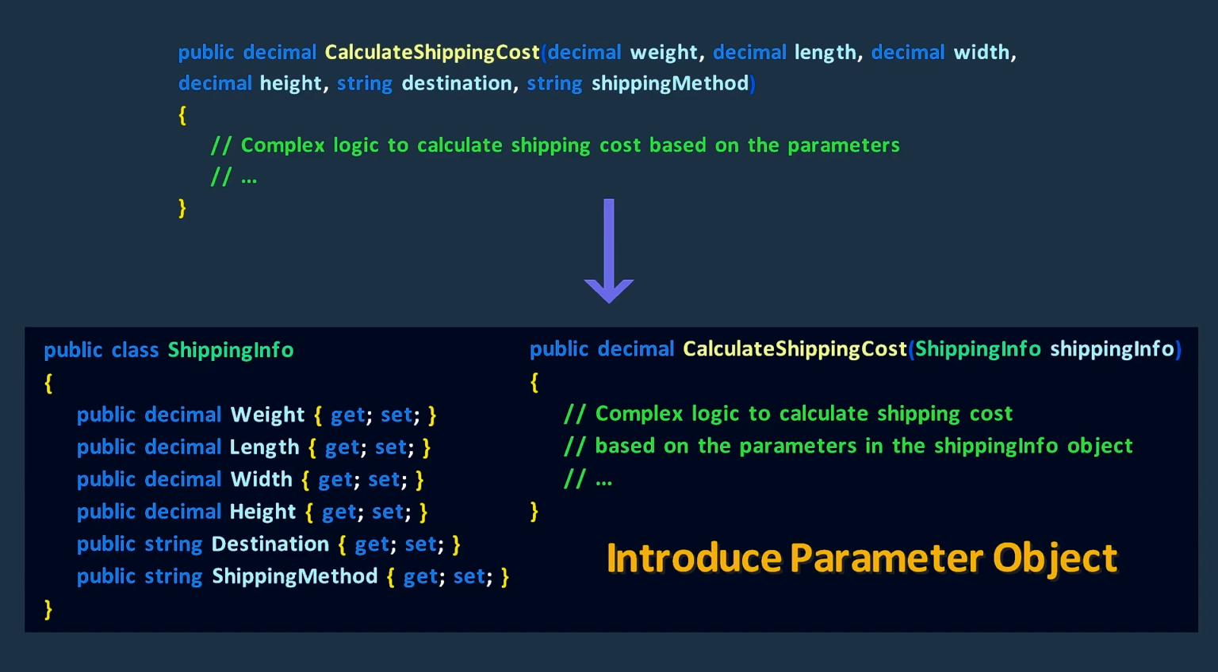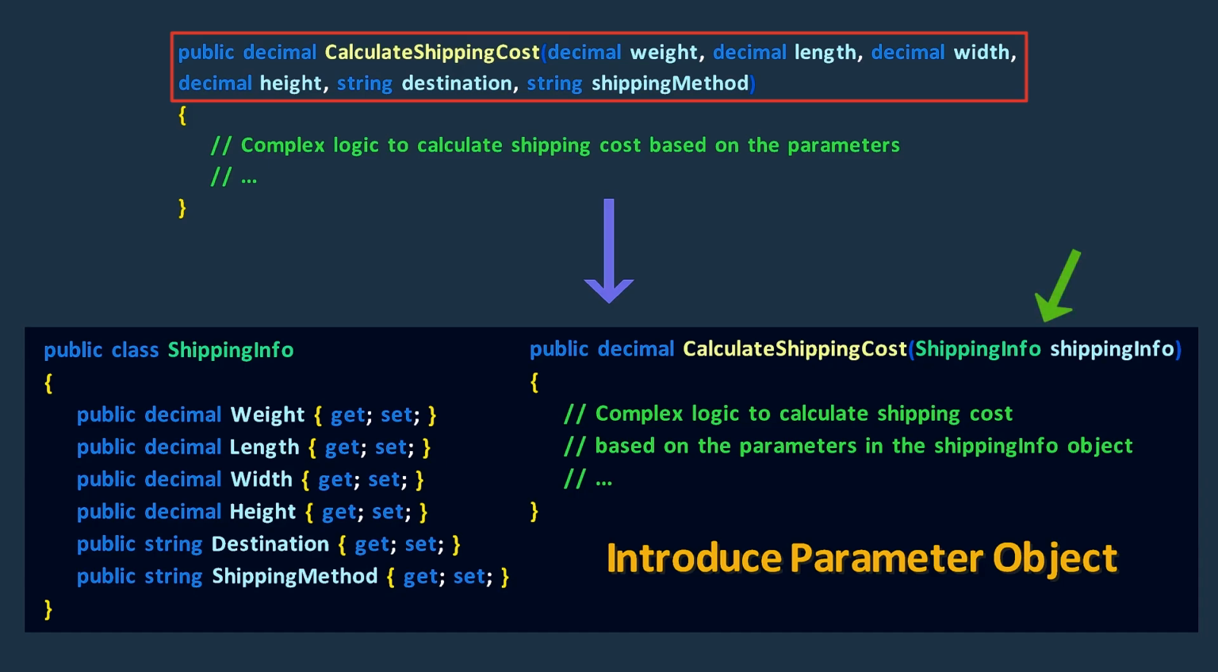To make this refactoring, first we'll make a new class called ShippingInfo. This will hold all the details about shipping. Once we have that ShippingInfo class created, it's time to change the calculateShippingCost method. Instead of listing all those shipping details out, it will now just take the whole ShippingInfo object.